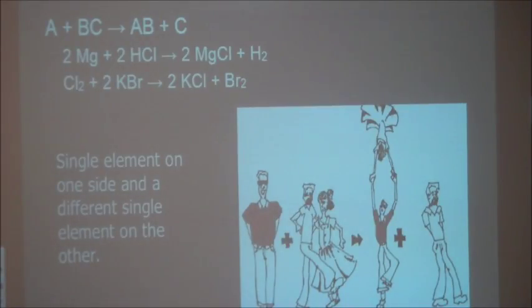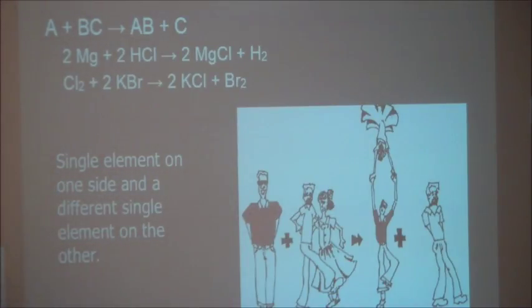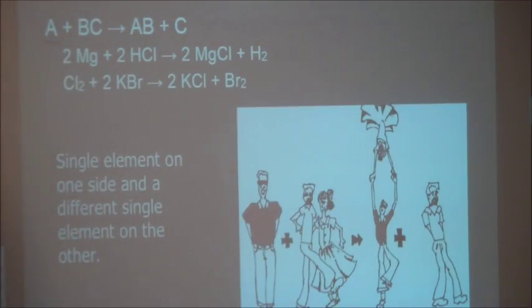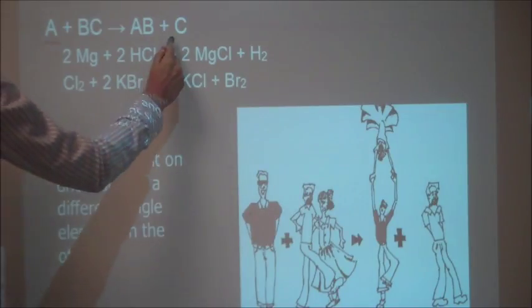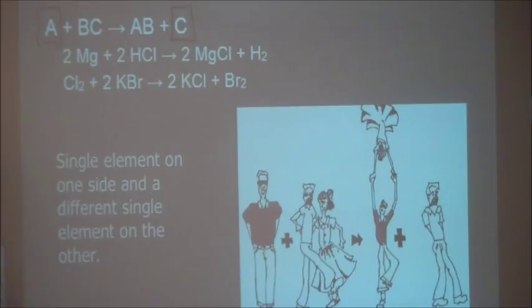Single replacement. Single replacement is, we're going to relate it back to prom. We have a couple, BC, going to prom. Well, the thing about BC, B's just not very good looking. We have hunk A over here. So what B does, B would rather be with A than C. So notice how C is single over here, and A single in the reactants, C single in the products.